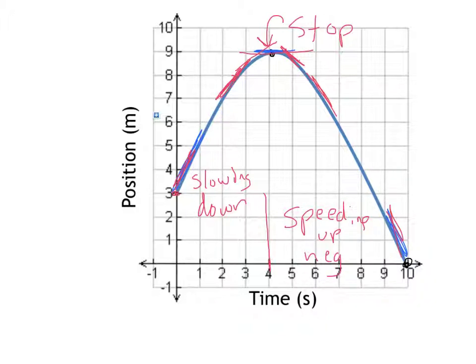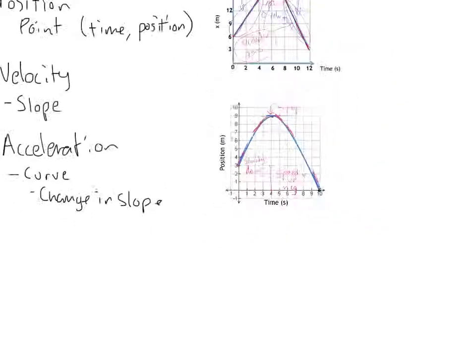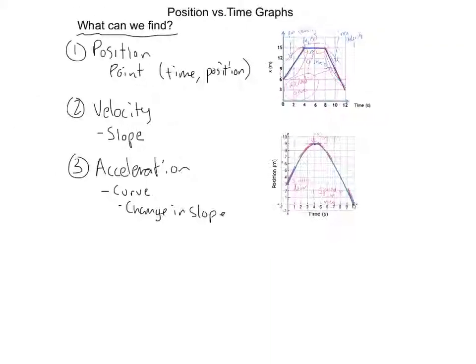So if you were to describe the acceleration or the motion of this object, you'd say we start at 3 at a somewhat constant velocity. We begin to slow down until we get to 4, where we stop, change direction, and begin speeding back up in the negative direction as we go on. And that's pretty much everything that we need to talk about when it comes to what we can figure out from a position versus time graph.